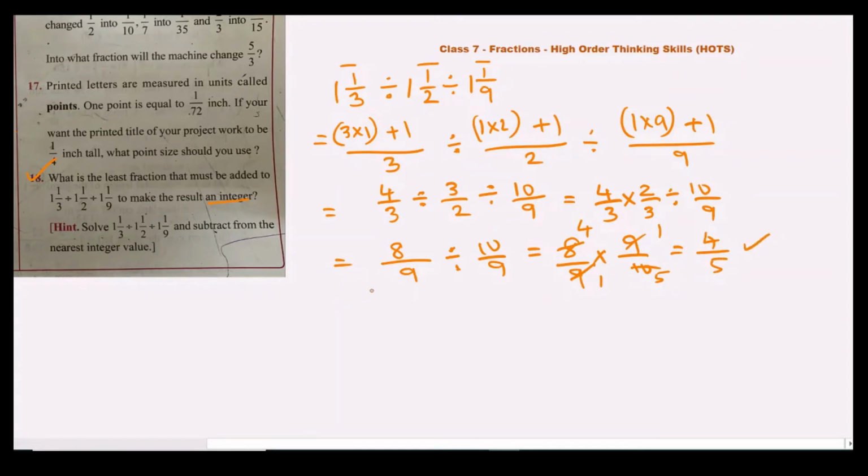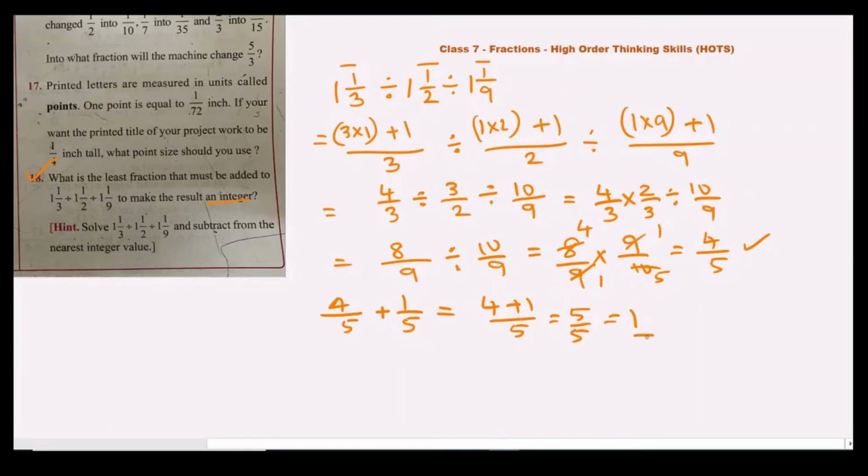Now 4 by 5. So totally 4 parts out of 5. We are taking 4 parts out of 5. If I add 1 part out of 5, how much will it be? 4 plus 1 divided by 5, that is equal to 5 by 5, that is equal to 1.